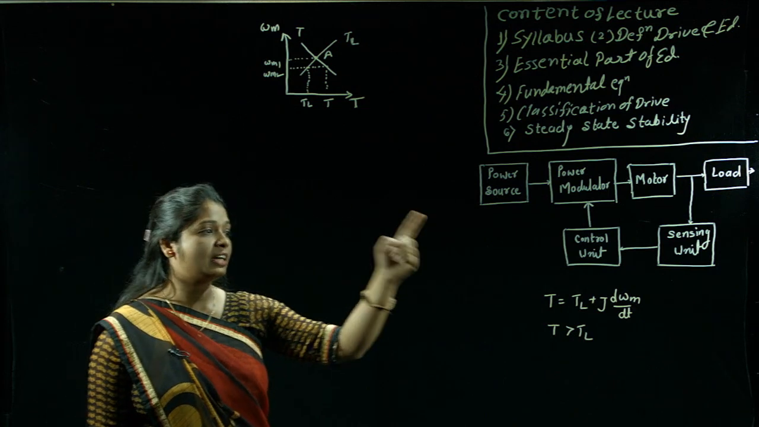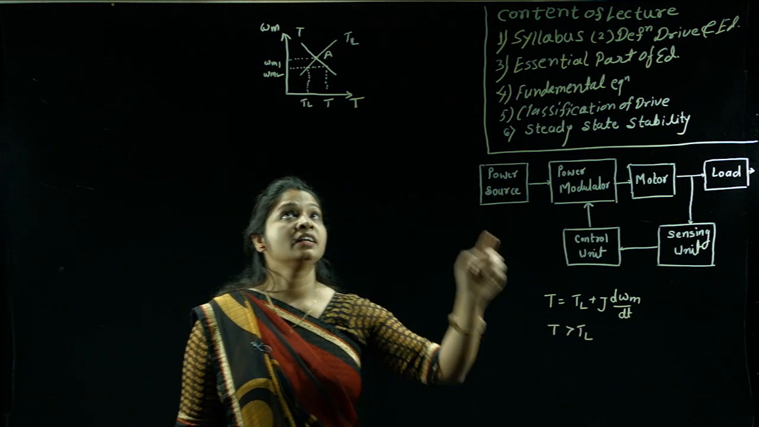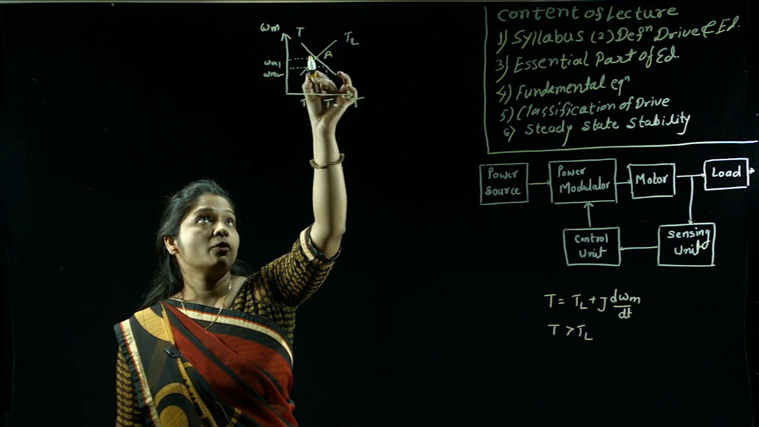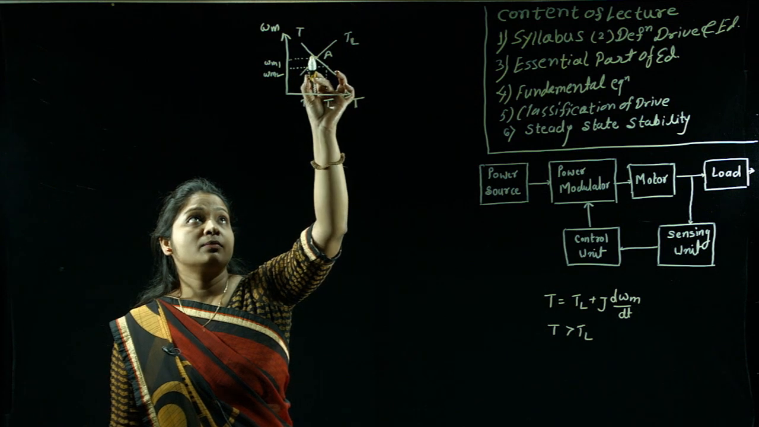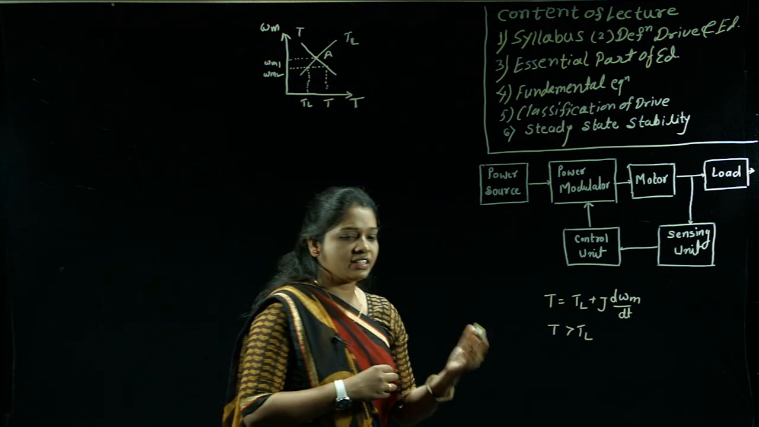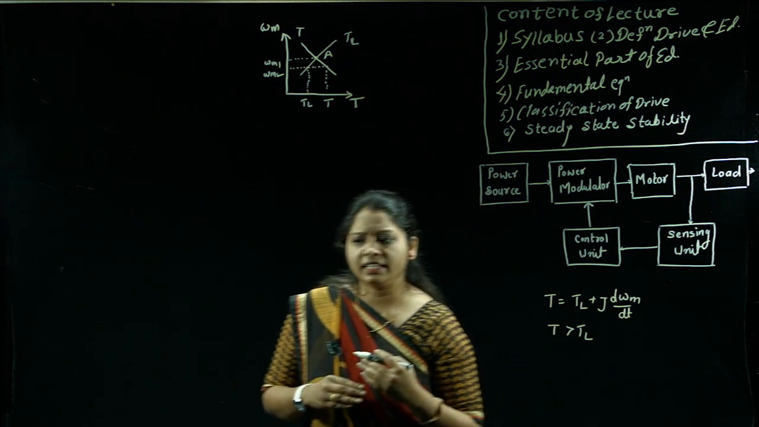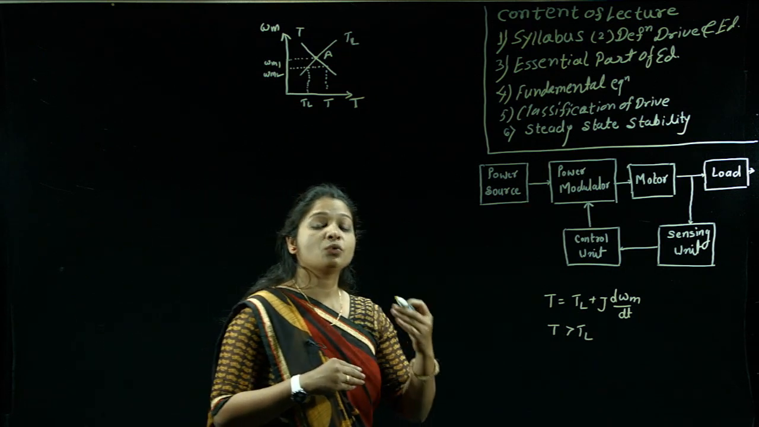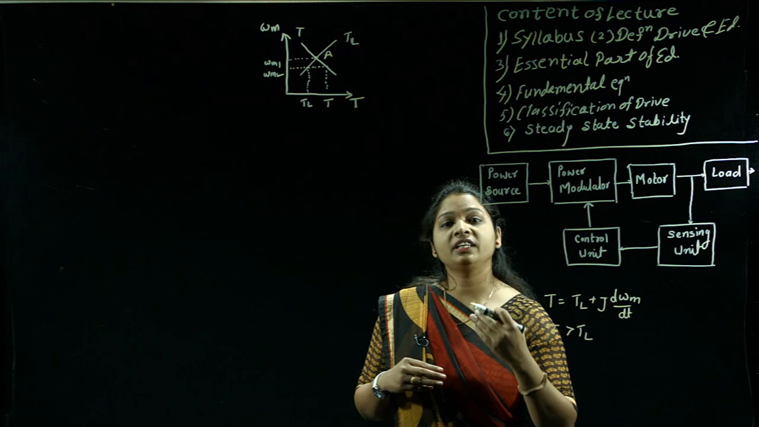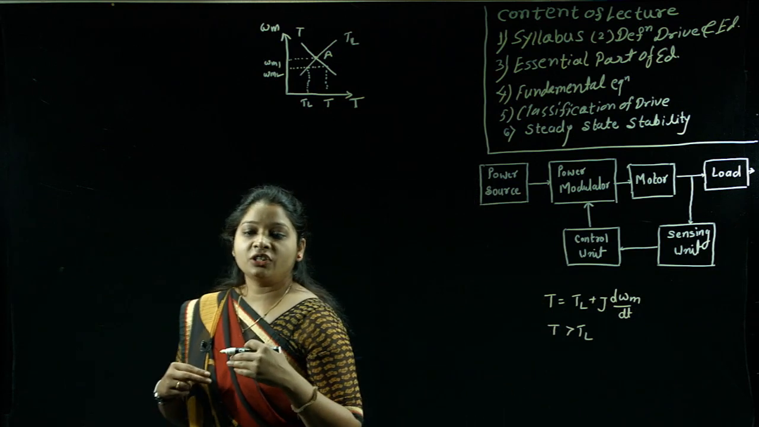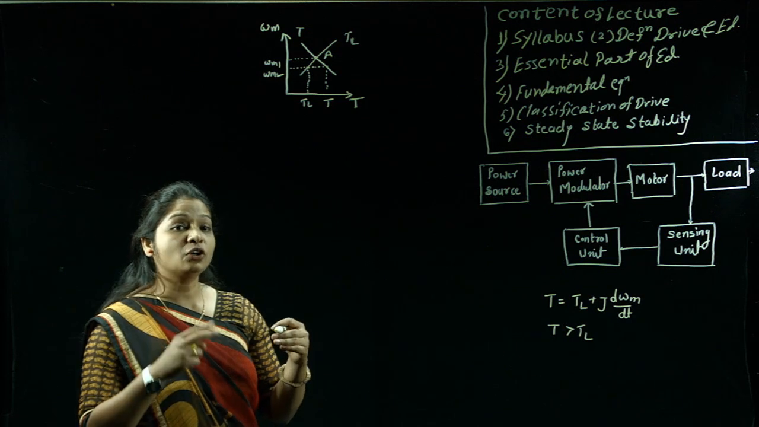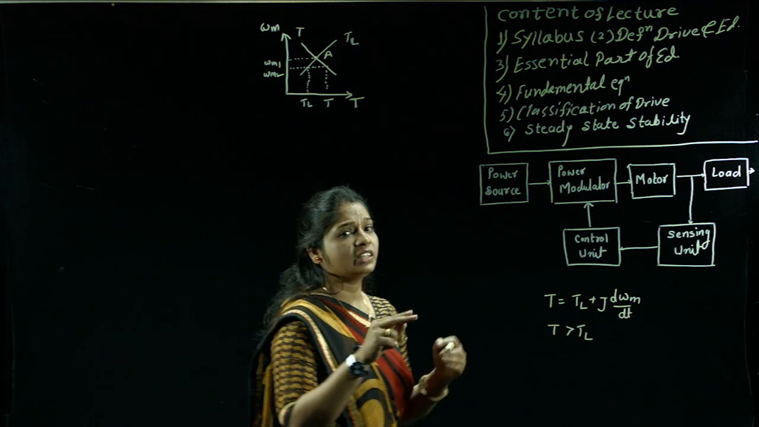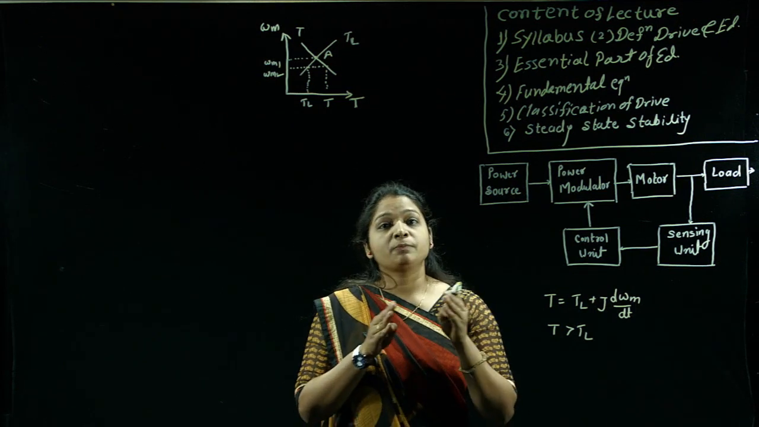Previously I told that acceleration means speed increases, so the point again comes back to the equilibrium point. The stable condition is when a point is restored to its original position after departure due to a disturbance in the system. Only then can you say that the point is stable, or that at that point the speed is the equilibrium speed.